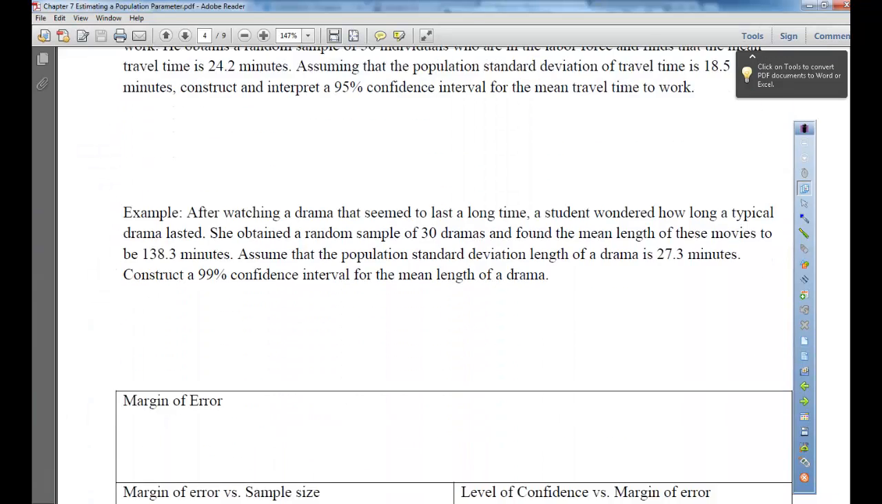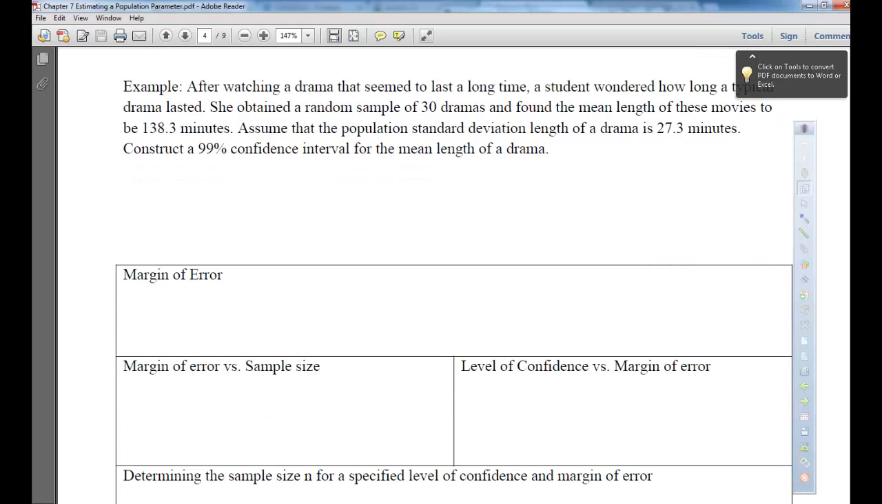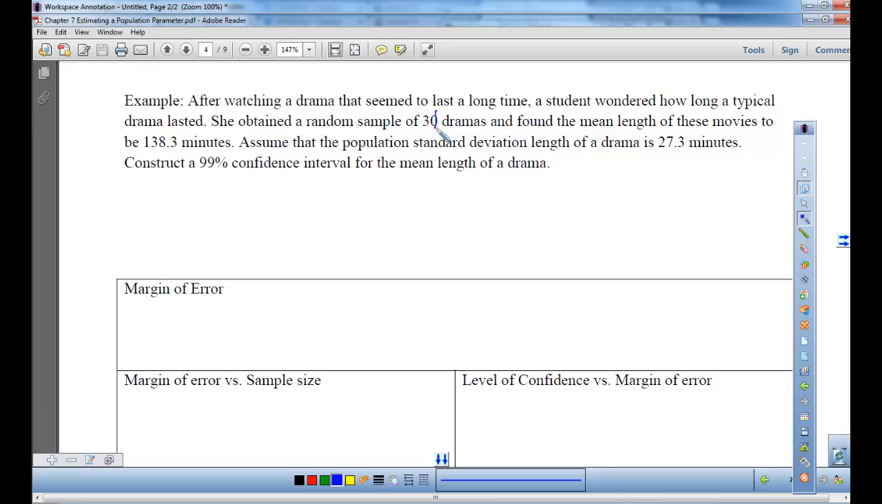After watching a drama that seemed to last a long time, a student wondered how long a typical drama lasted. She obtained a random sample of 30 dramas. Let's just say 31 to make this easy. And found the mean length of these movies to be 138.3 minutes. Assume the population standard deviation length of a drama is 27.3 minutes. Construct a 99% confidence interval for the mean length of a drama.